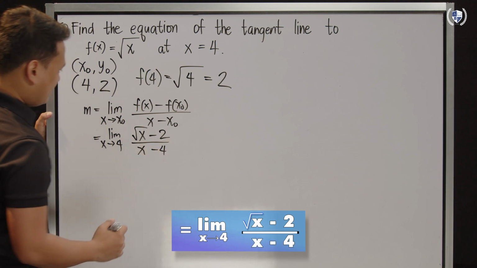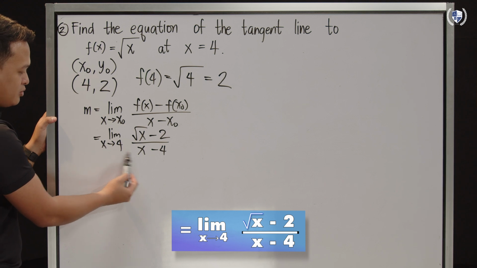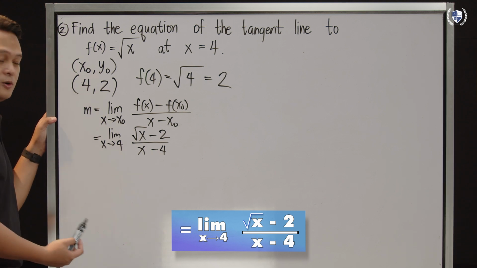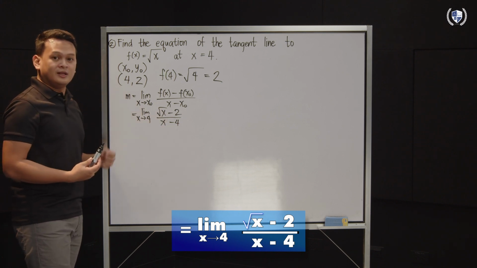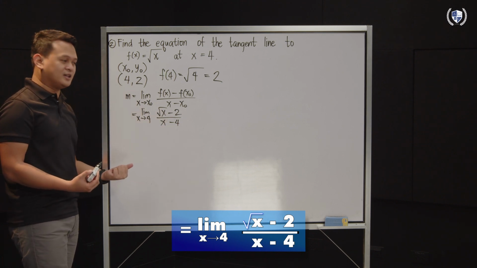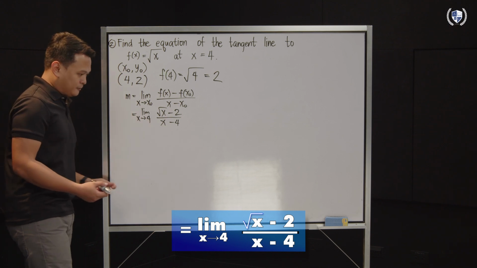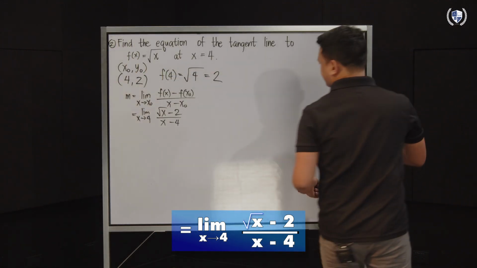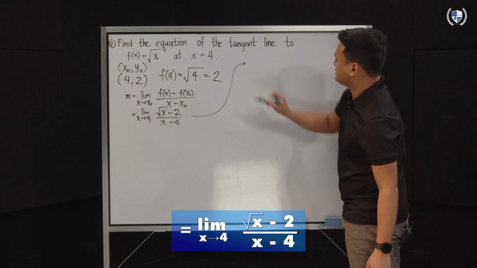Now, if you notice, pag sinubstitute ulit natin si 4, yung ilalim magiging 4 minus 4, 0. Yung itaas, square root of 4 is 2. 2 minus 2 is 0. Indeterminate yung form natin. Now, we need to do something else para i-simplify ito. Paano natin gagawin yun? This one, continue natin dito sa side ng ating board.